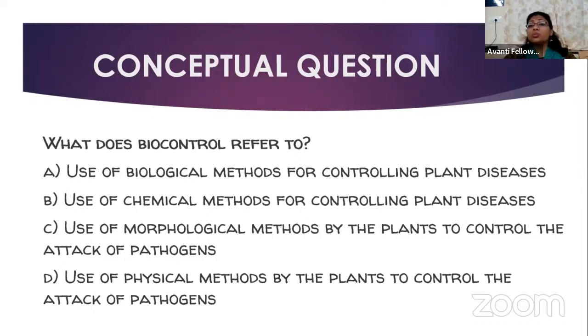Okay. So, as we know, the name itself says it is a biocontrol method. That means it is involving the biological method. And yes, you have given the correct answer. The answer is option A, the use of biological methods for controlling plant diseases.